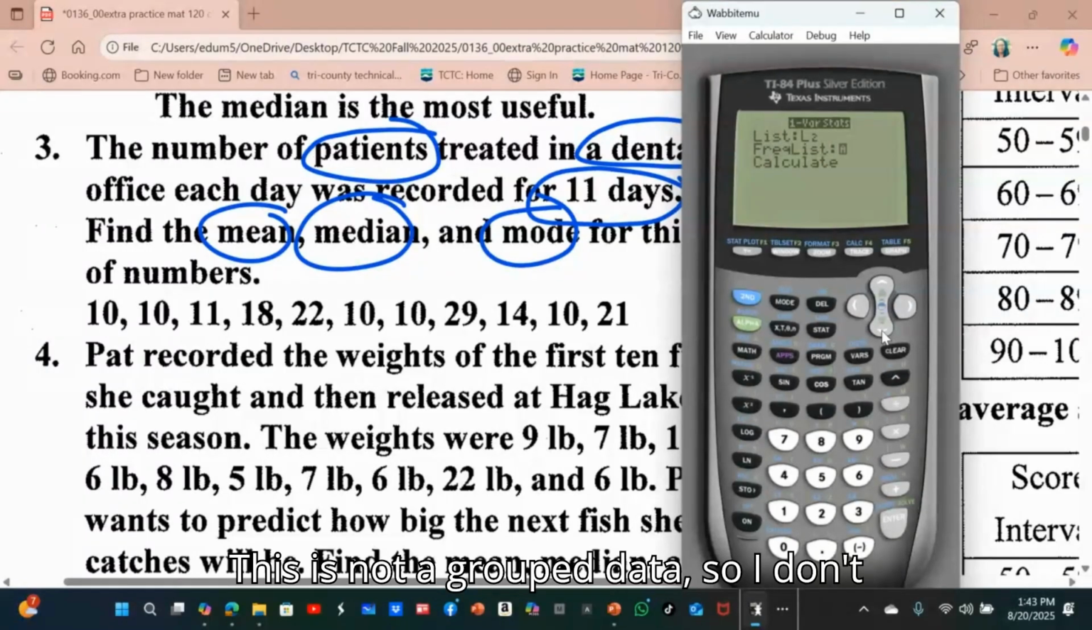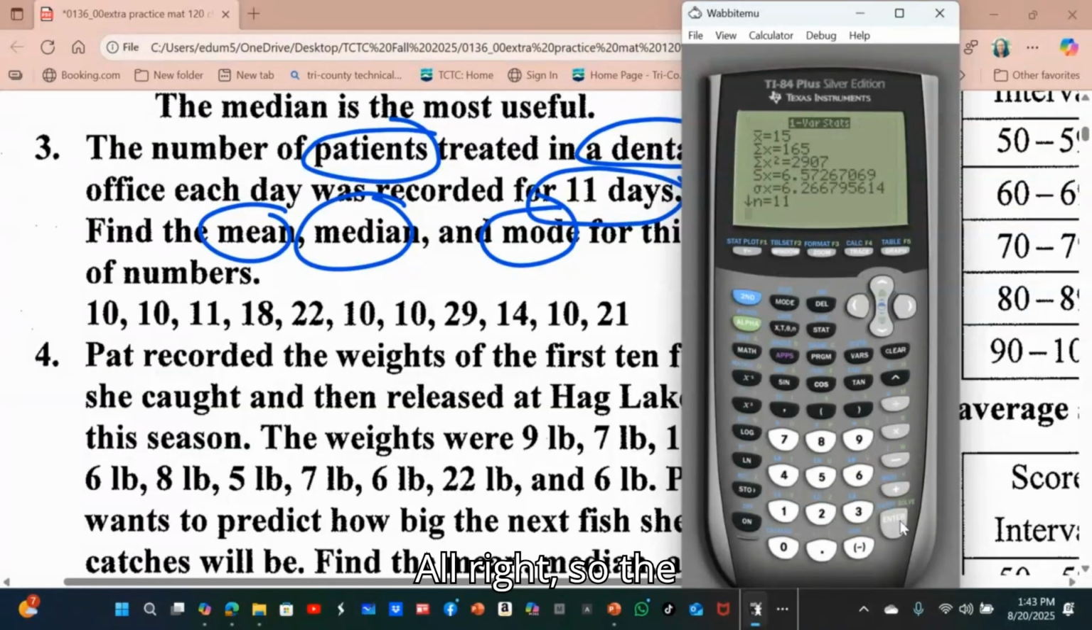This is not grouped data, so I don't have a frequency column. Then I'm going to calculate. All right, so the mean is 15. That's what it's trying to tell me. The mean is 15. Let me arrow down and see the median. The median is 11. And I am also told to find the mode.